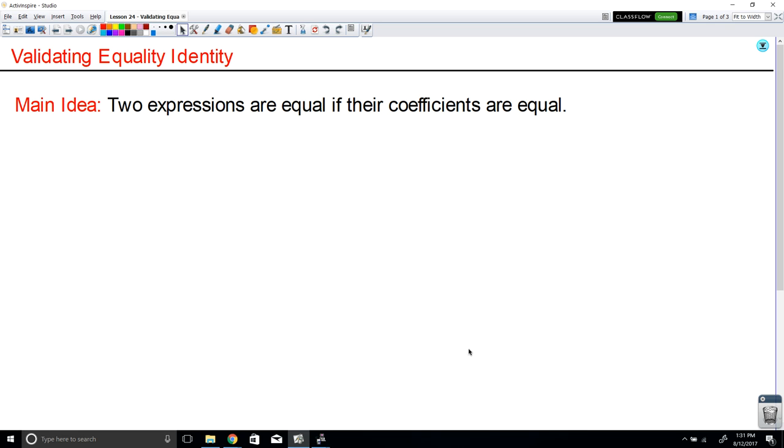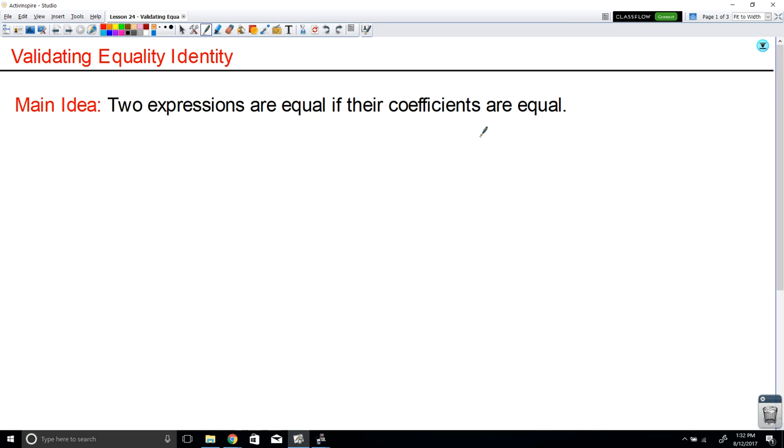Today, we will talk about validating equality identities here. Now, the main idea here is that two expressions are equal if their coefficients are equal. What this means is that for you to claim that two equations are equal to each other, what you're basically saying is that if they look exactly the same, their coefficients are exactly the same.